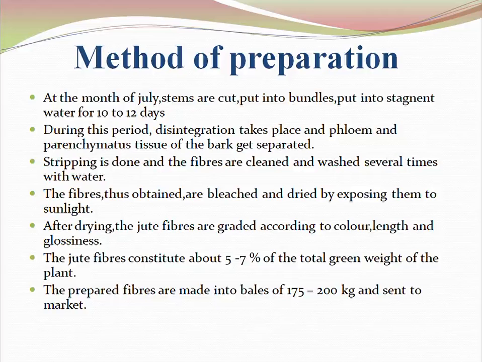Mainly the jute fibers are collected in the month of July. Then they are put in stagnant water like pond, then lake. Okay, then for 10 to 12 days. When they are kept in water, their phloem and parenchyma, these two get separated. After that, the stripping of the tissues is done, then fibers are cleaned and they are exposed to sunlight for drying. After drying, the jute fibers are graded according to their color, length and glossiness.